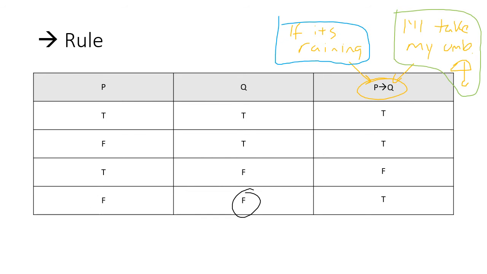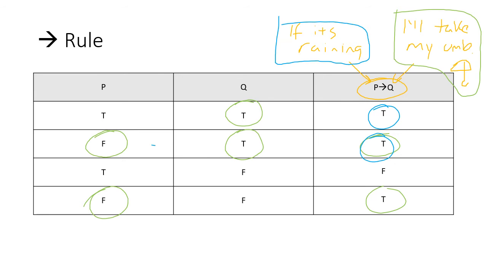The easiest way to remember this rule is that a conditional statement is true wherever the left side is false, the antecedent is false, or the right side is true. So in any situation in which the antecedent is false, it's automatically true. Anywhere in which the consequent is true, it's automatically true. Doesn't matter if they're both false, or the left side's false and the right side's true, still true. So that's the best way of remembering it.